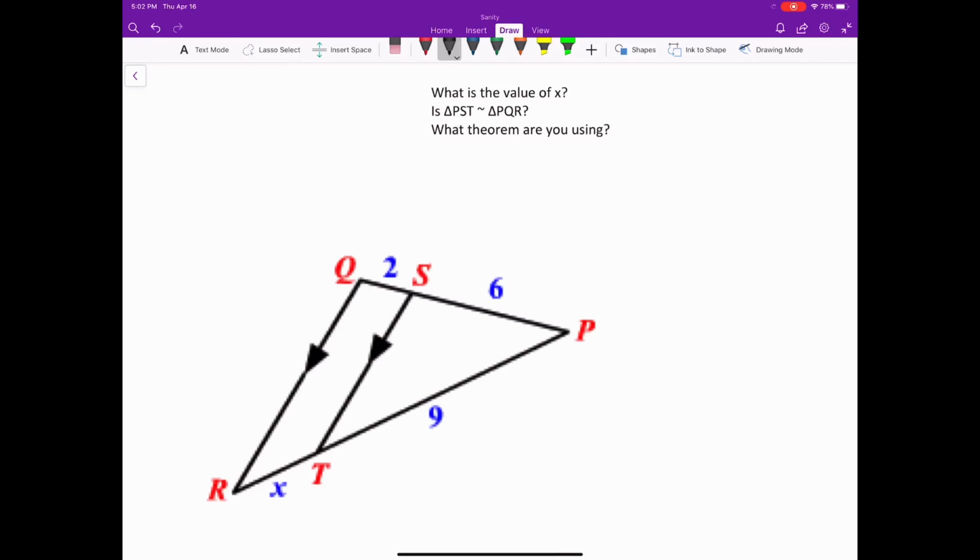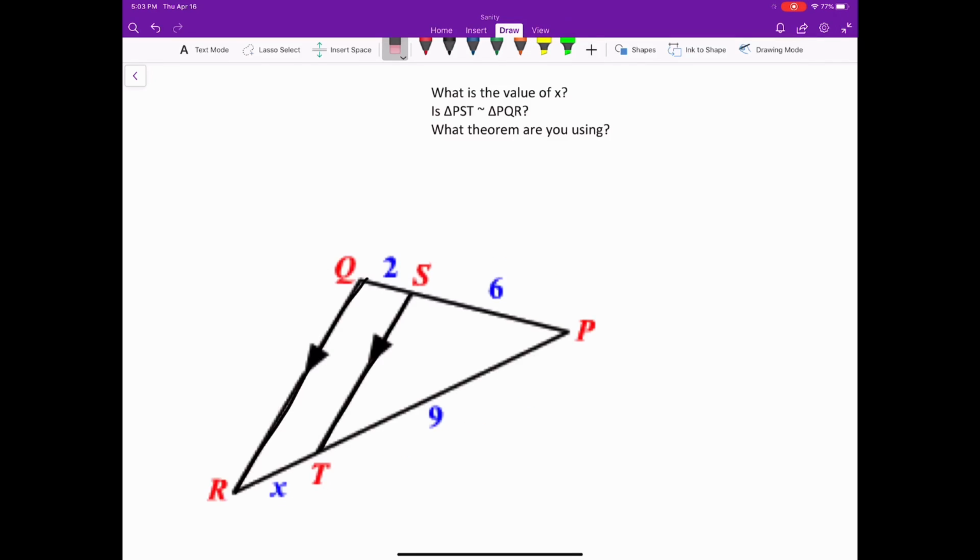And we also have some more questions. Are some triangles in here possibly going to be similar, and what theorem would we be using if they are? So what is the value of x? Again, I'm going to look at these and say, well, I've got these parallel lines that run through here. So I know that these parallel lines have to split my other two sides proportionally.